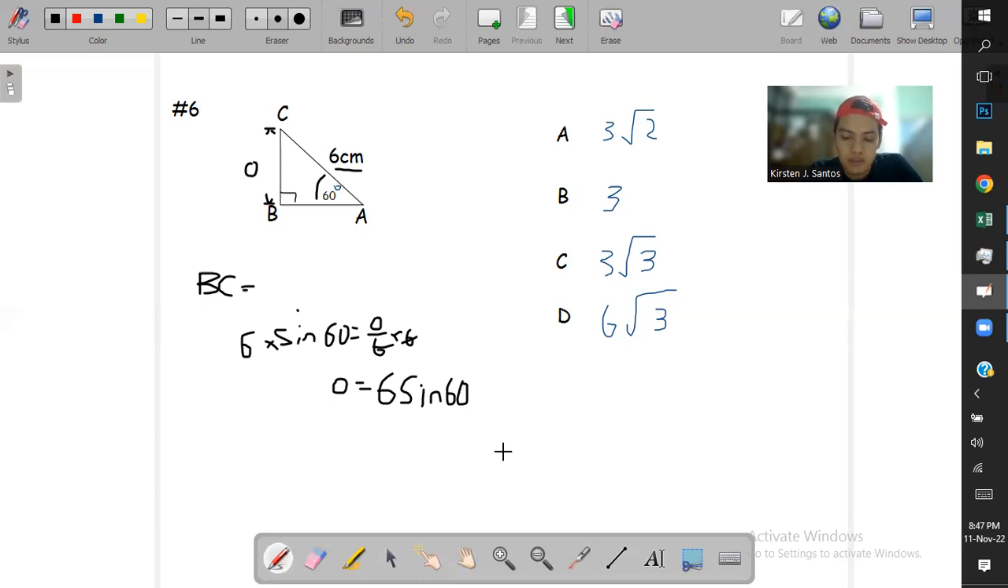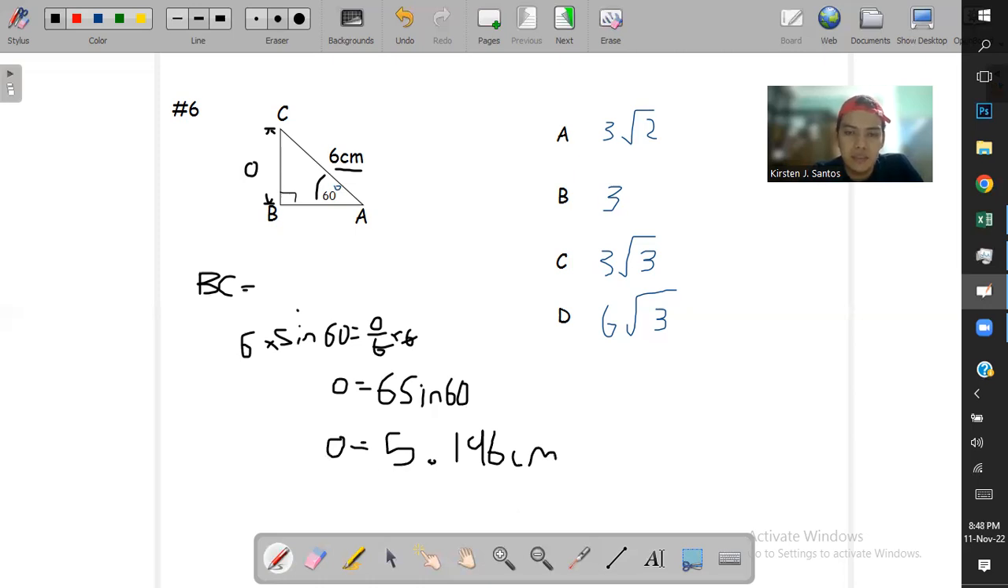So when you get 6 times the sine of 60, some of your calculators may have some issues here, instead of giving you something like the square root of these things. You should have gotten 5.196 centimeters.